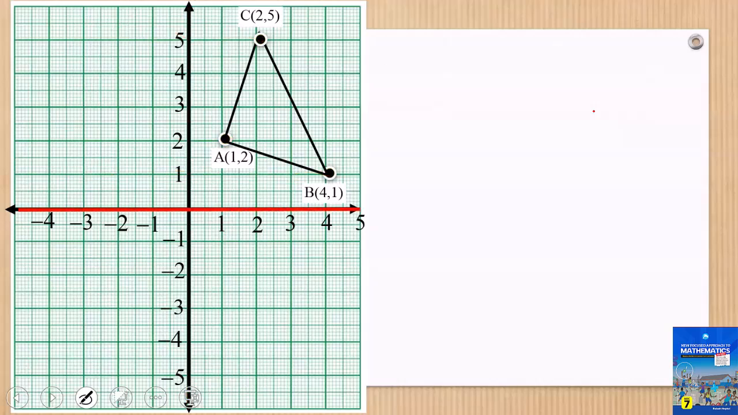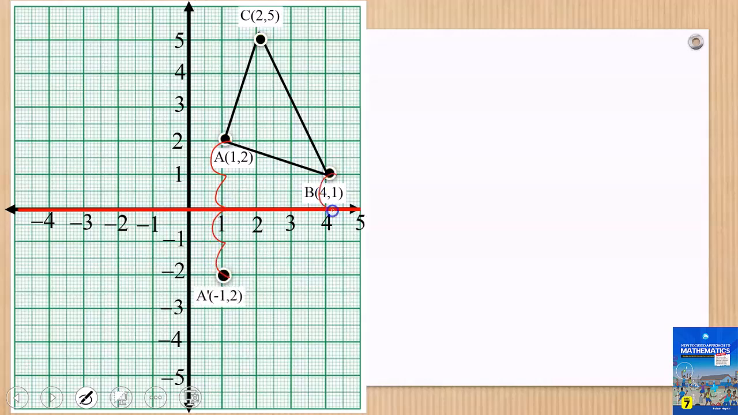If the x-axis becomes our mirror line, then again, we are going to start with the points, moving them vertically. So for point A, I'll move 1, 2 to the mirror line, and I'll do the same thing, 1, 2 to the image.